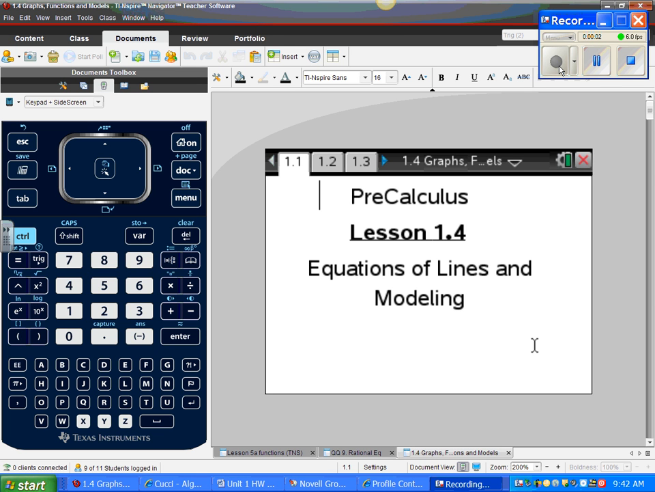Okay, this is lesson 1.4, Equations of Lines in Modeling for Mrs. Cucci's College Now Pre-Calculus class.